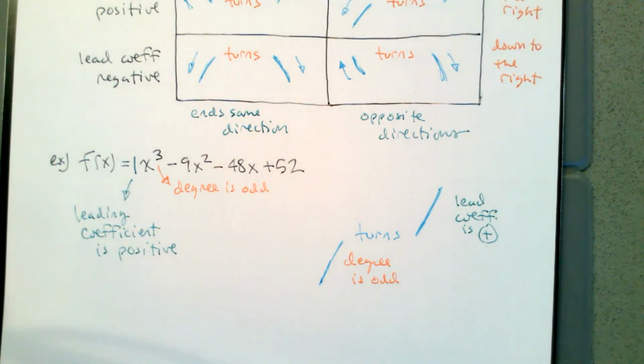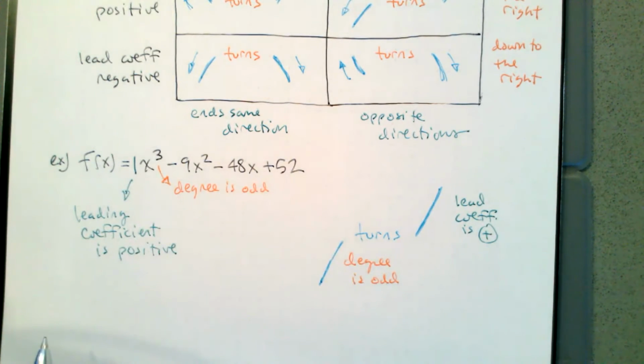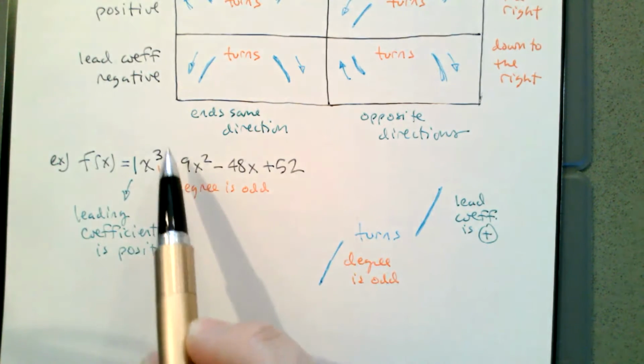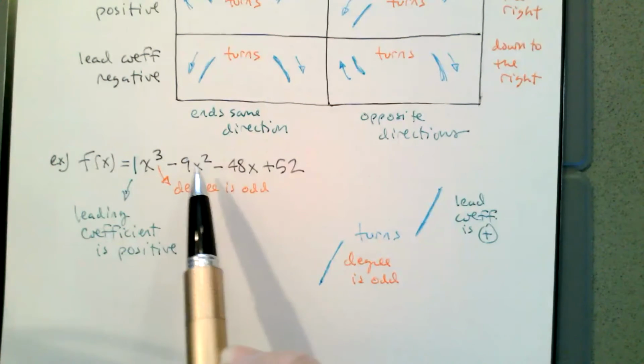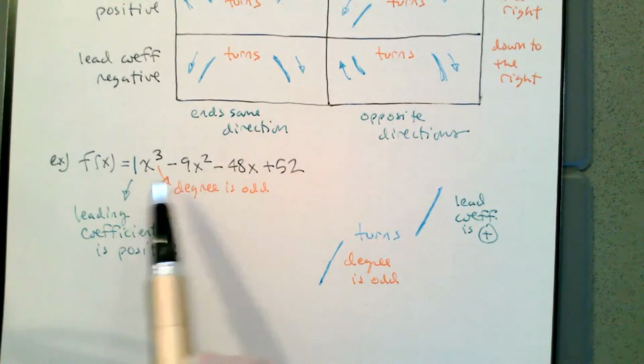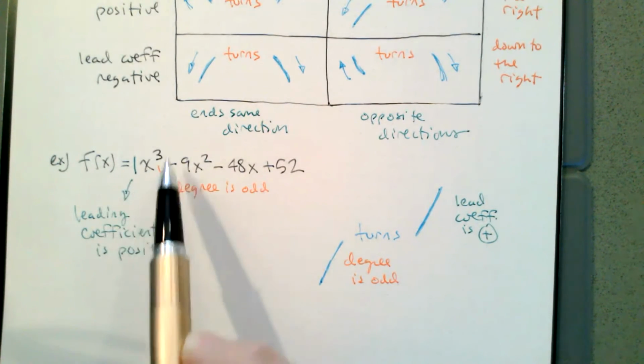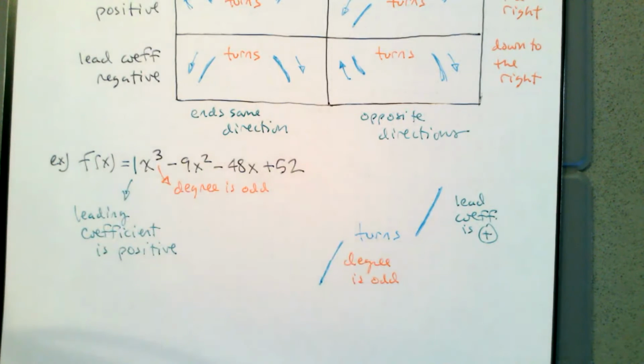So for large values of x, x to the third is the only thing that matters. For small values of x, these are more important. If x is only 10, this is 1,000, and this is minus 900. So these two terms, they both matter. And if x is only 10, this is 1,000. 52 matters versus 1,000. But 52 does not matter when compared to, say, 10 to the 18th.